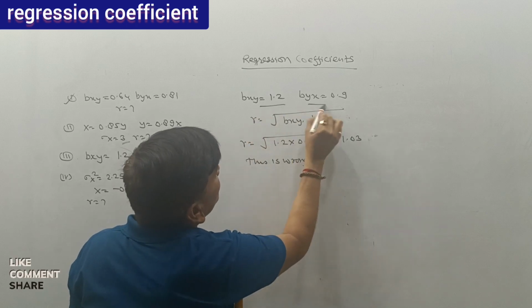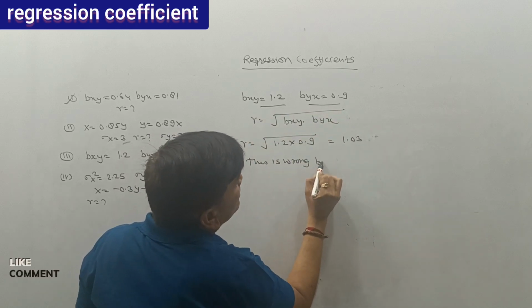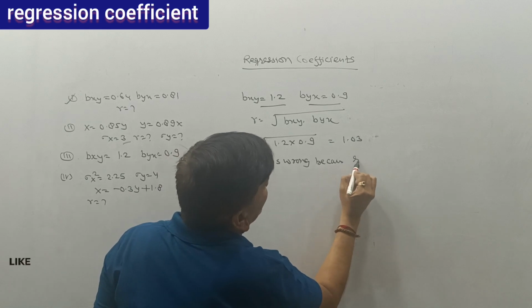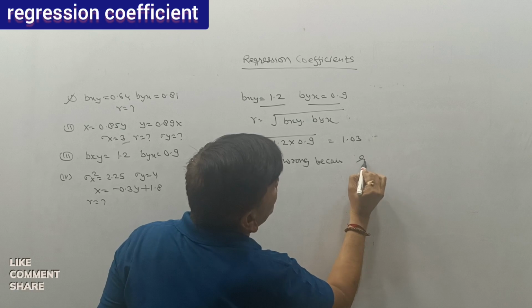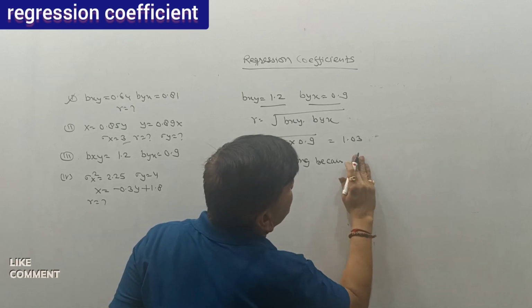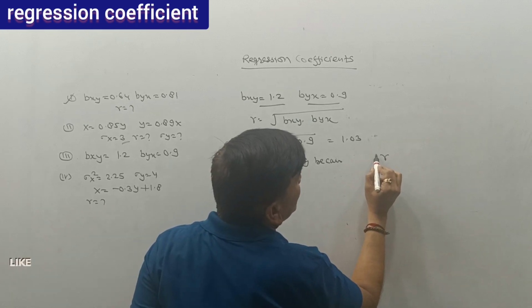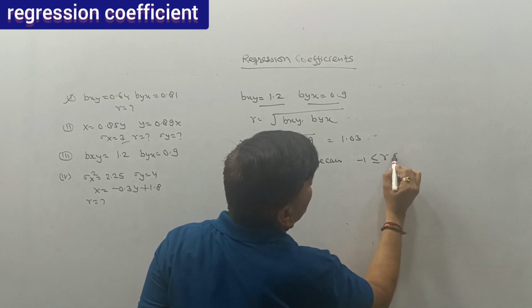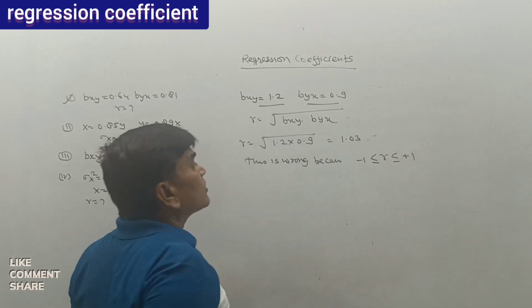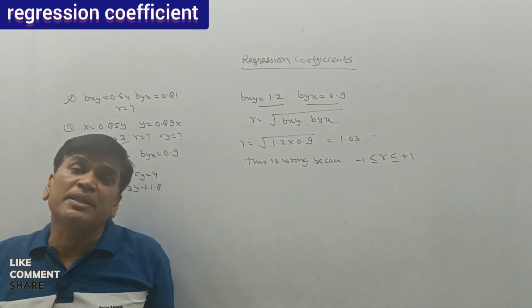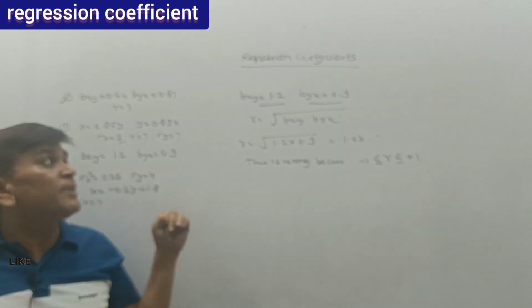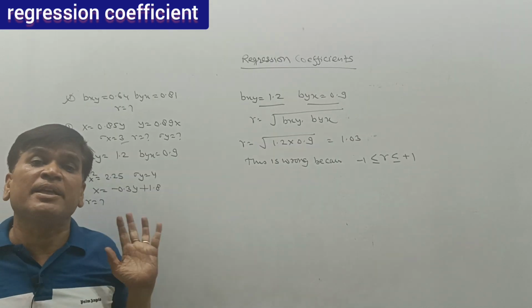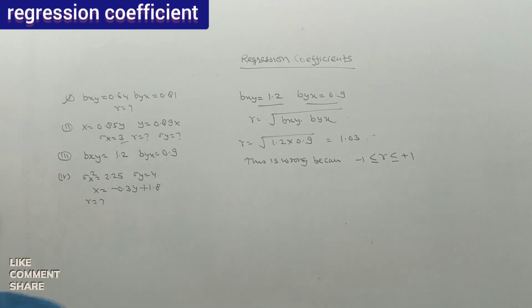It means one mistake is over there, because the value of r is always greater than or equal to -1 and less than or equal to +1. So the value of r cannot be more than 1. So it means the student who has scored bxy and byx has made some kind of mistake.